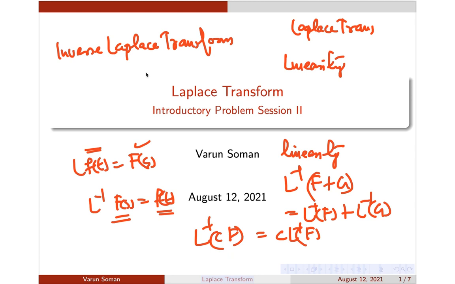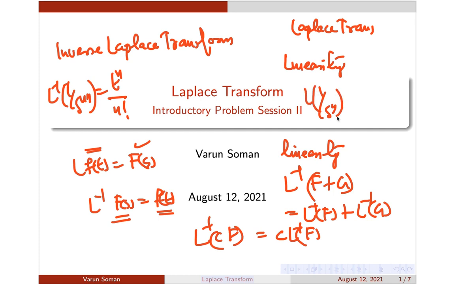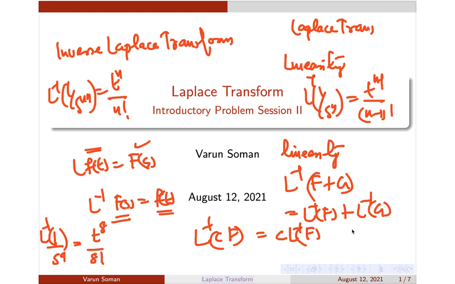So I'll ask you one more thing. What would be the inverse transform of 1 by s raised to n plus 1? It is nothing but t raised to n by n factorial. What's the inverse transform of 1 by s raised to n? Can you just think of that? It is nothing but t raised to n minus 1 by n minus 1 factorial. To understand things better, can you give me the inverse transform of 1 by s raised to 9? It is t raised to 9 minus 1, which is t raised to 8 by 8 factorial. Can you give me the inverse transform of 1 by s square? It is nothing but t by 1 factorial, that is just t. I hope you understand these things.